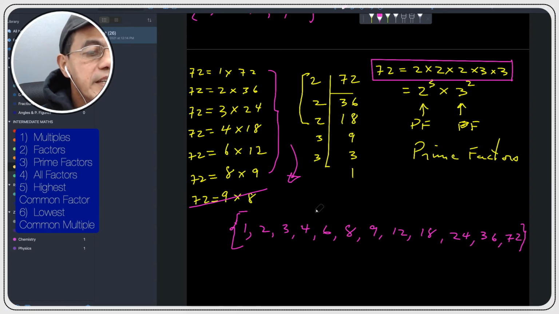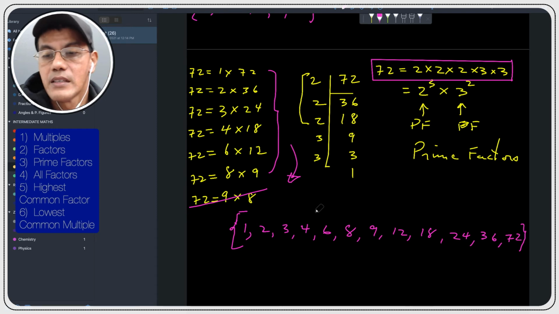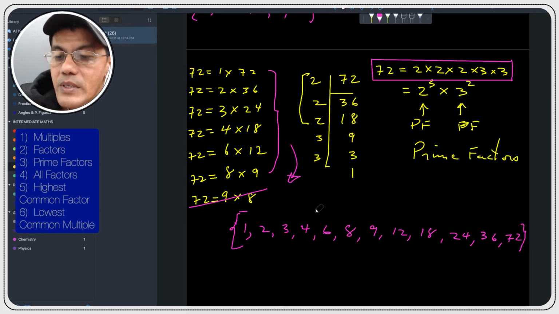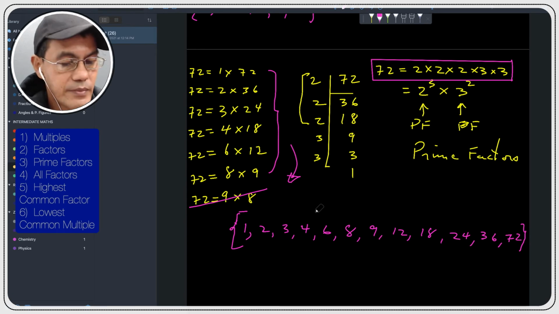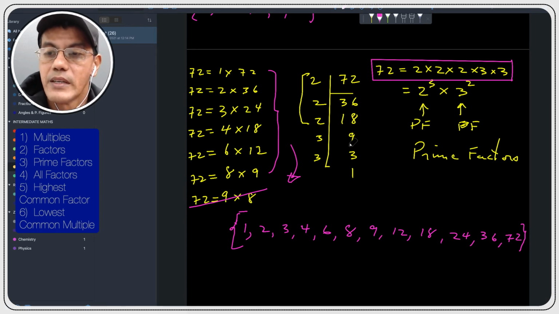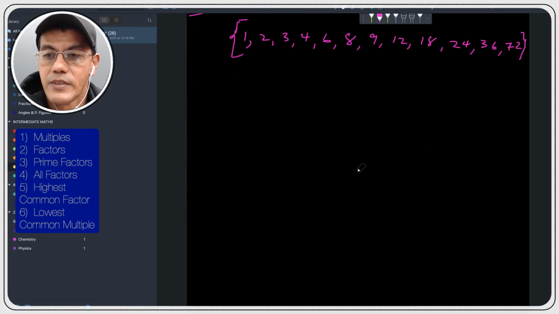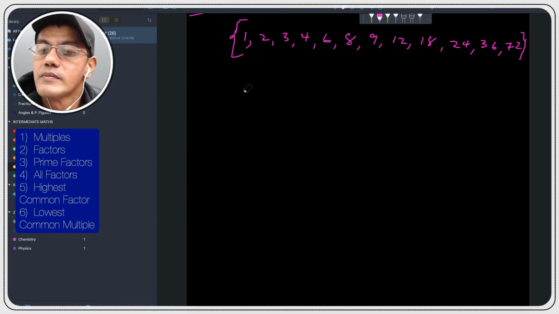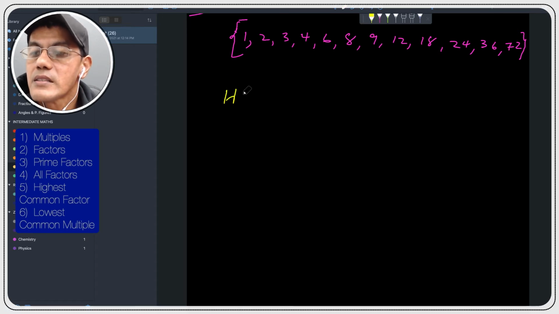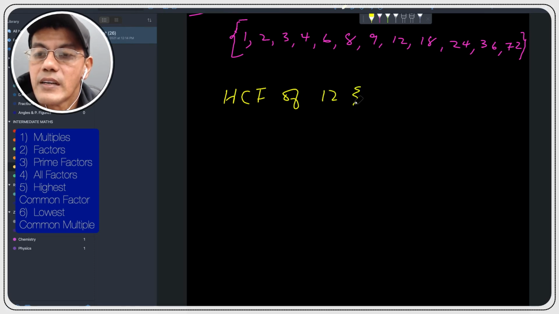How about finding the highest common factor? Now the highest common factor is quite similar. Let's take the same two numbers that we had just now, 72 and 12. So let's find the highest common factor of 12 and 72.